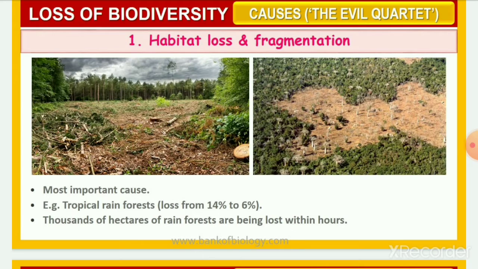So trees are cut and cleared, and they are actually using those areas either for making buildings or for crop production. But because of this, it is actually threatening the survival of many species as they are losing their habitats.